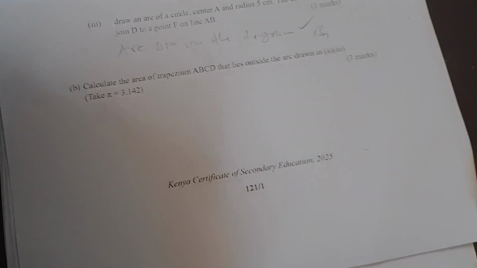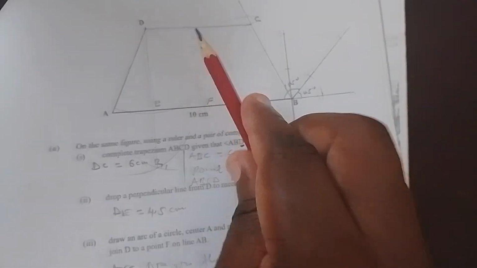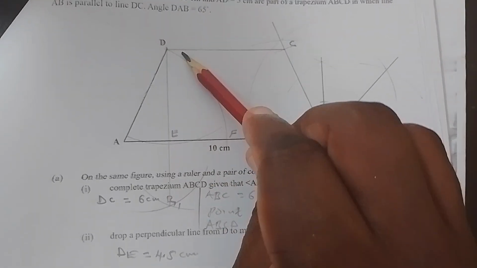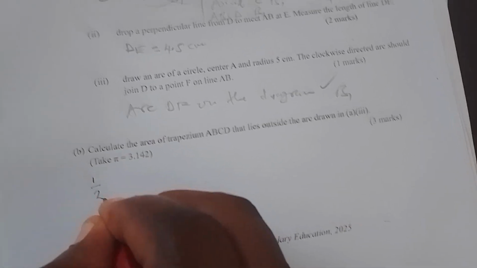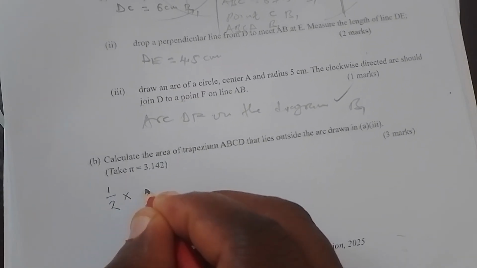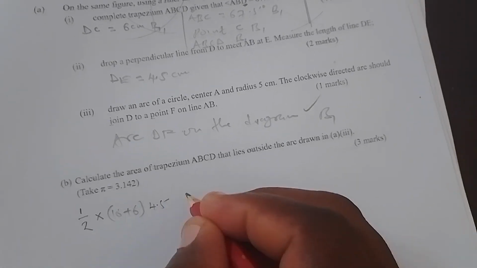Then the last part of the question: we are told to calculate the area of trapezium ABCD that lies outside the arc. So the part of the trapezium that is outside the arc is from here up to the other end. So we just take the area of the whole trapezium minus the area of this arc. So I will take a half times 10 plus 6 times the perpendicular height, which is 4.5, minus the area of this arc.